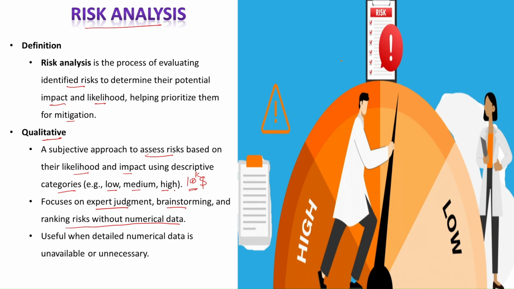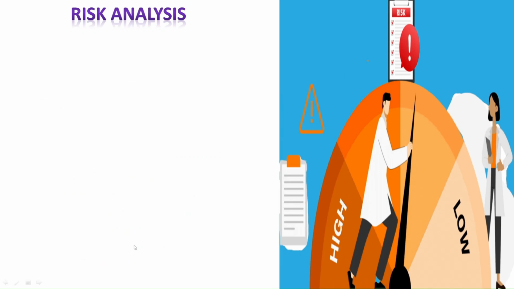But let's suppose there are certain types of risk where you cannot calculate the risk numerically. For them, you use expert judgment and use terminologies such as, let's suppose, the risk of fire is medium or high or low, the risk of tornado is medium, high or low, and so on. So qualitative risk analysis is useful when detailed numerical data is unavailable or unnecessary.